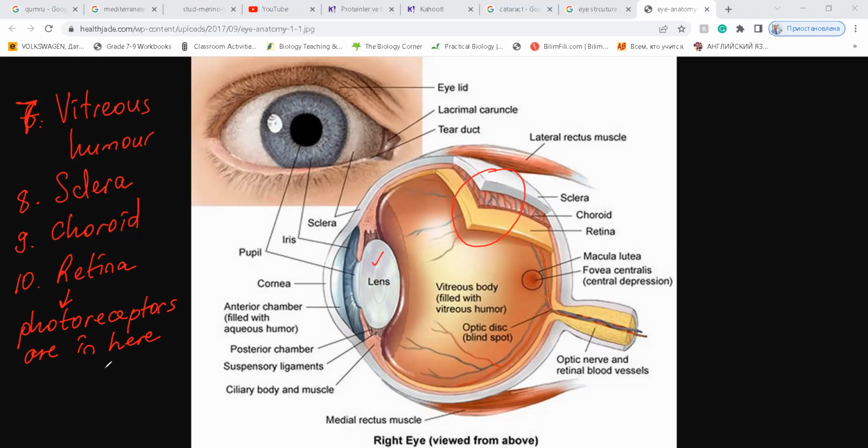Actually, we have a very short part of the lesson left. Let's continue. In 10-15 minutes, we will finish. So we have photoreceptors, guys, here in the retina. Now I will give you information about photoreceptors. In the eye, we have 2 types of photoreceptors. One type is known as rod cells, rods. We call them rods.